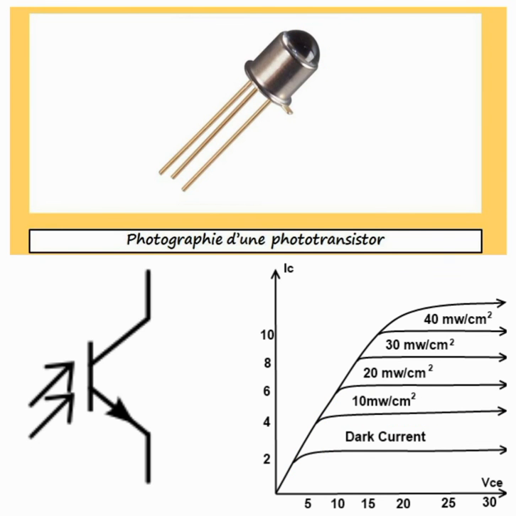Similarly, for a larger amount of light power, for example 20 milliwatt per centimeter square, 30, 40 and so on, you see a surge in the collector current. The collector current rises, and after further increase in the voltage, those current levels are saturated. So that's the output characteristics of the phototransistor.